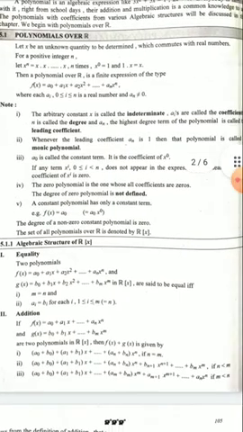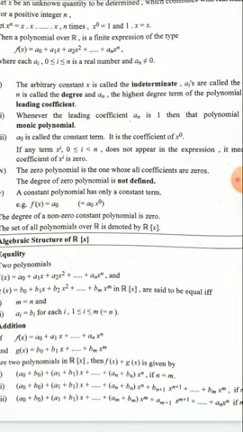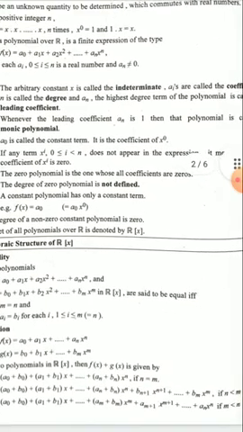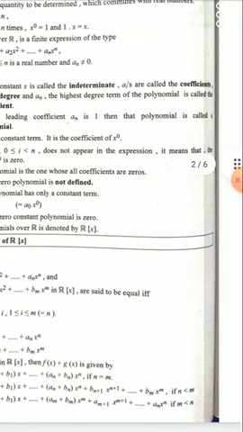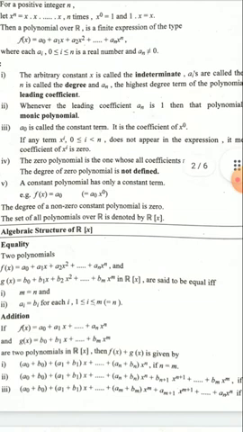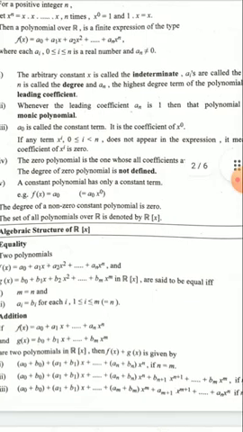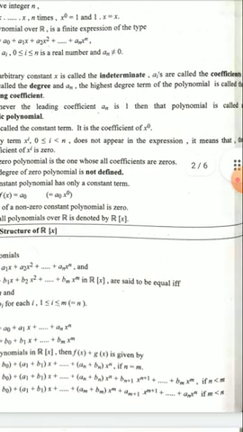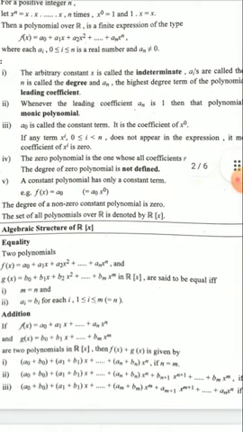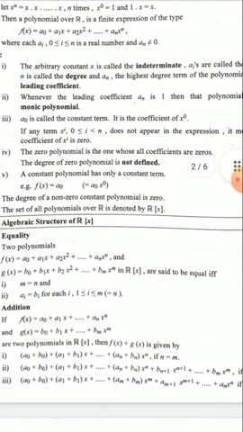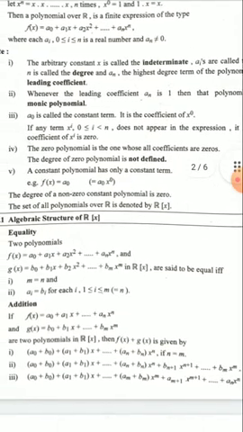Here we note some points. The algebraic symbol x is called the indeterminate. The ai's are called the coefficients. n is called the degree, and an, the coefficient of the highest degree term of the polynomial, is called the leading coefficient. Okay, so an is the coefficient of the highest power of x. Therefore, an is called the leading coefficient of that polynomial.